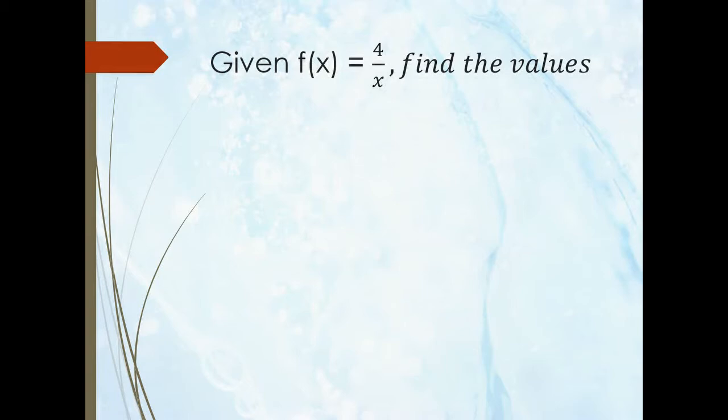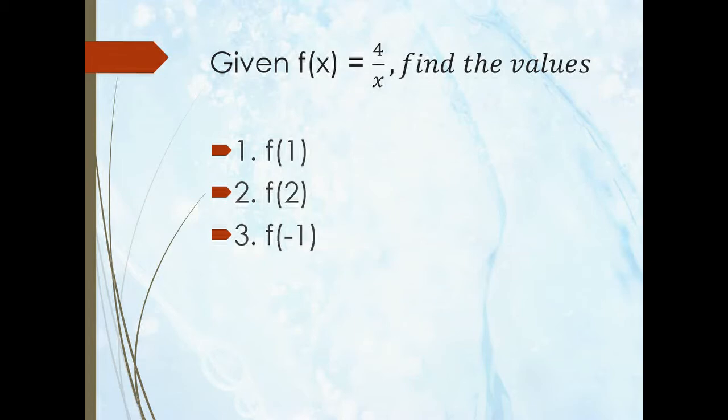Given f of x is equal to 4 over x, find the values. Number 1, f of 1. Number 2, f of 2. Number 3, f of negative 1. Number 4, f of square root of 2. And number 5, f of 1 over x.